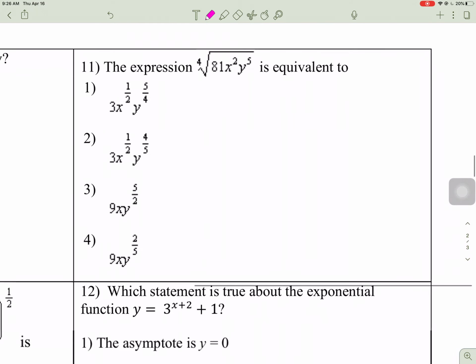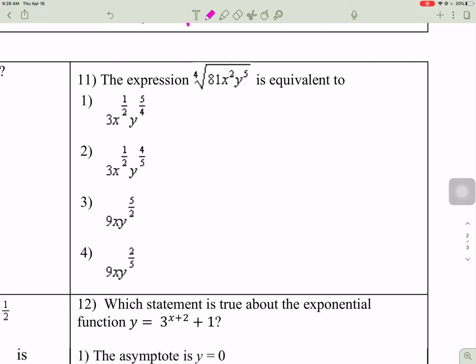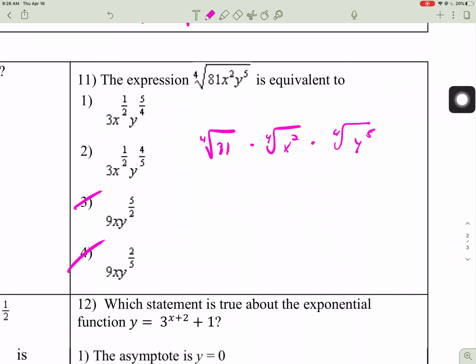The expression here is equivalent to, well, you could split this up into 3 problems. You can do the 4th root of 81 times the 4th root of x squared times the 4th root of y to the 5th. All right, 4th root of 81, what times itself 4 times is 81? It's 3, so that means it can't be this, it can't be this. What's the 4th root of x squared? We'll rewrite this as power over root. And same here, power over root. And which choice is this? It ends up being 1.